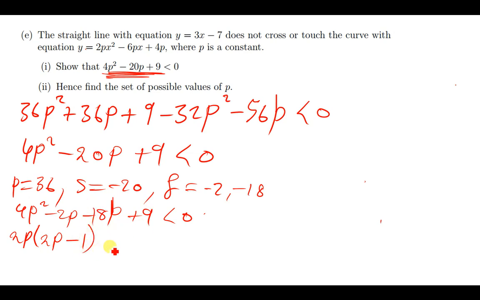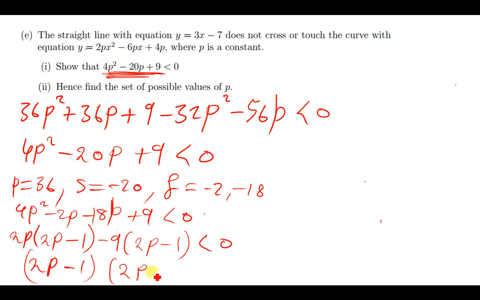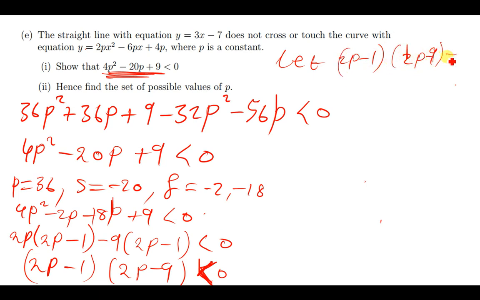Then the common here is 9. Of course the negative is in front of 18, so to also be common, say negative 9 is common, which will give us 2p negative 1 less than 0. So we have 2p negative 1, then we also have 2p negative 9 less than 0. So to find the critical points, this one is a less than symbol. Say let 2p minus 1 and 2p minus 9 be equal to 0.